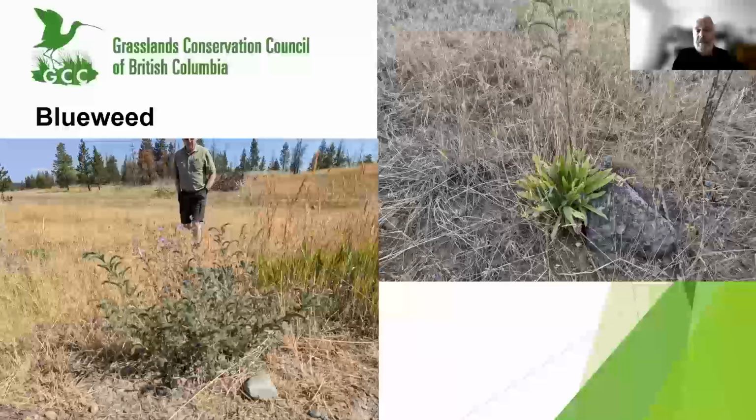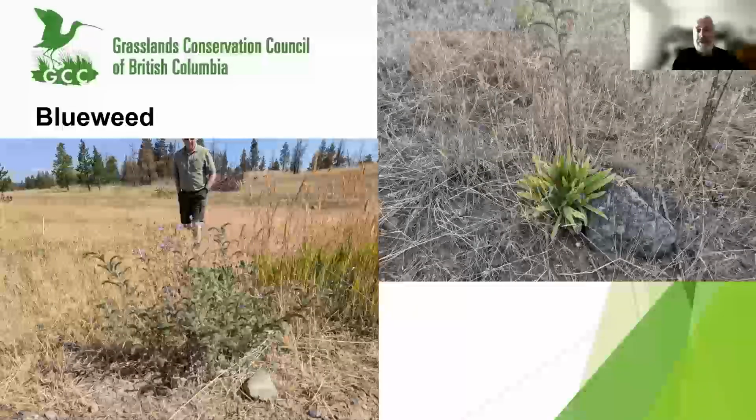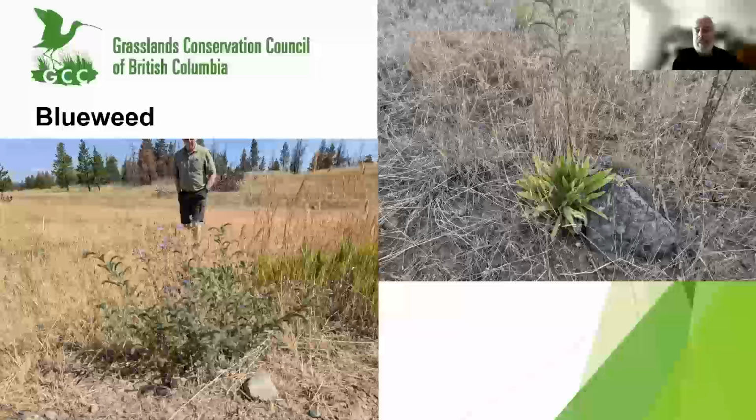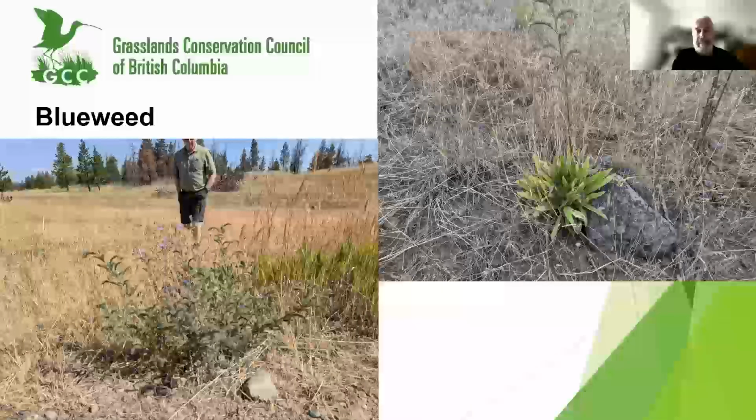The picture on the right is a very small patch that has been around Lac du Bois for about 20 years, and we try to get rid of it, and there just continues to be plants pop up. So my goal over the next few years is to have that patch eradicated, because as long as you've got little patches producing seed, you're never going to be rid of it.